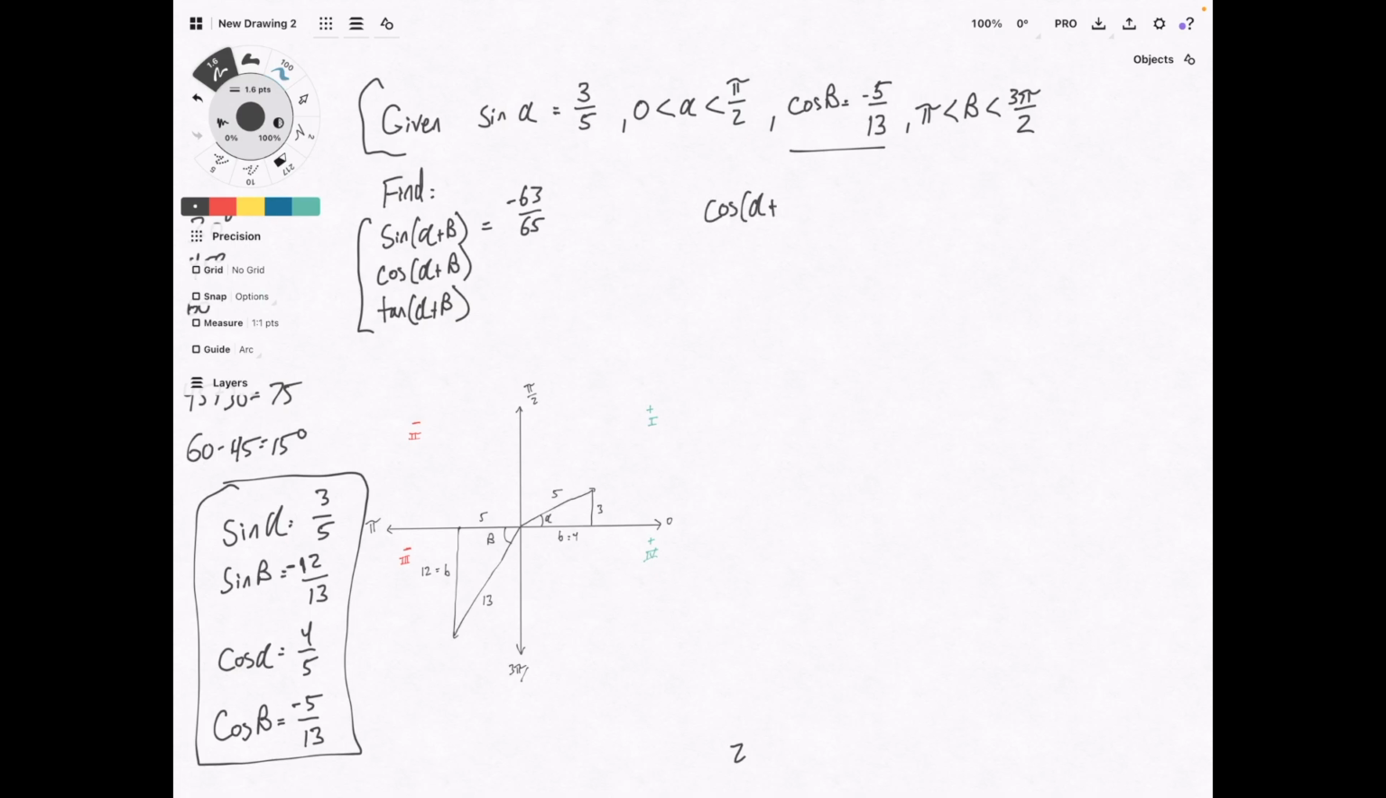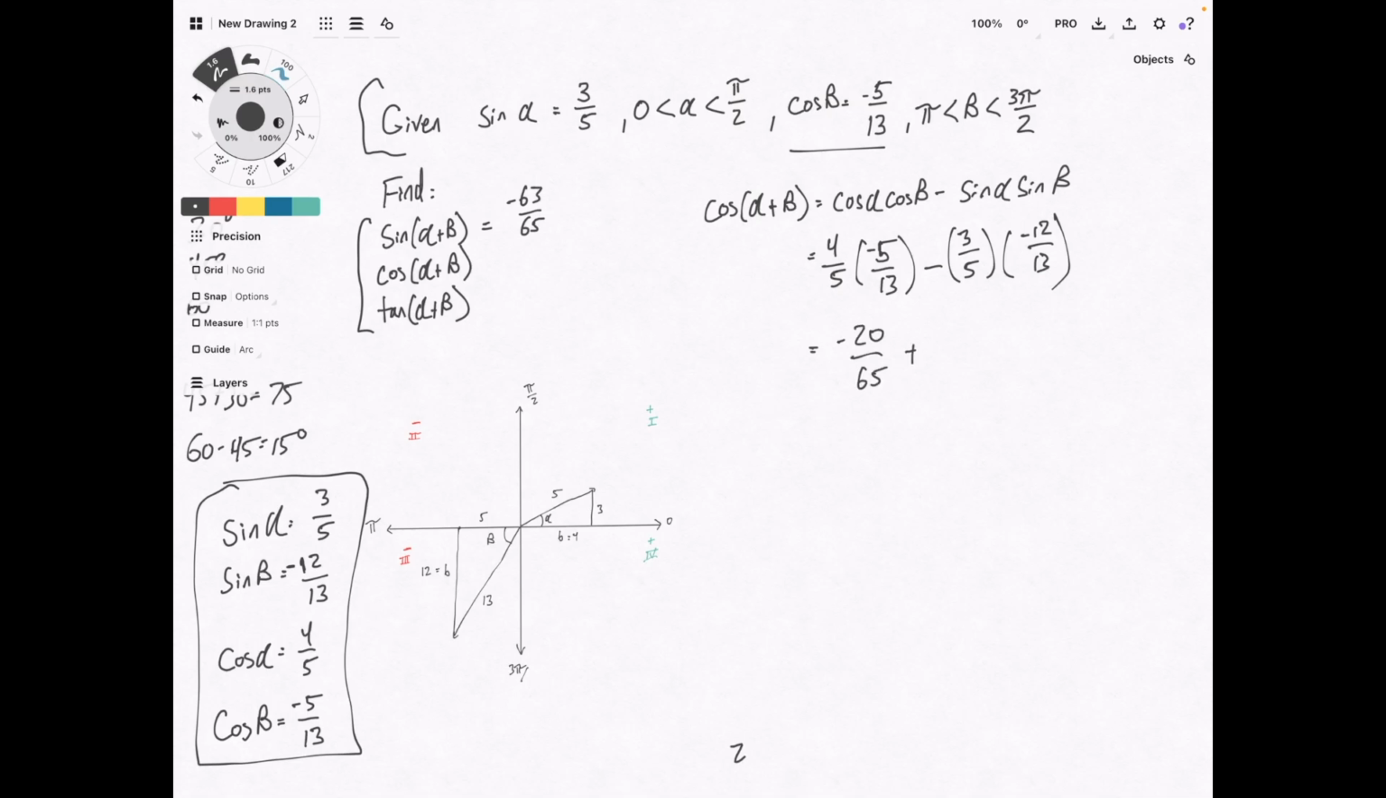What is the cosine of alpha plus beta? Again, we're going to start by writing out the formula. Cosine of alpha, cosine of beta, minus sine of alpha, sine of beta. Plug in our values. 4 over 5 times negative 5 over 13 minus 3 over 5 times negative 12 over 13. All right, so this is going to be negative 20 over 65 plus these two are going to become positive. That's going to be 36 over 65. And that's going to equal 16 over 65. So there's our second answer.